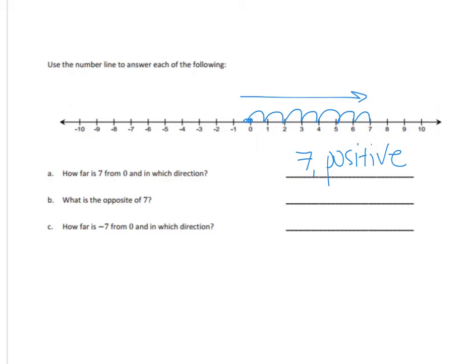Now the next question says, what is the opposite of 7? The opposite of 7 is going to be -7. How do I know that? Because all I have to do is change the sign. But let's think about it.